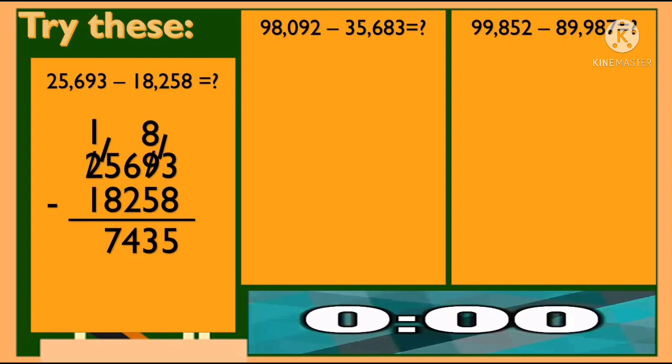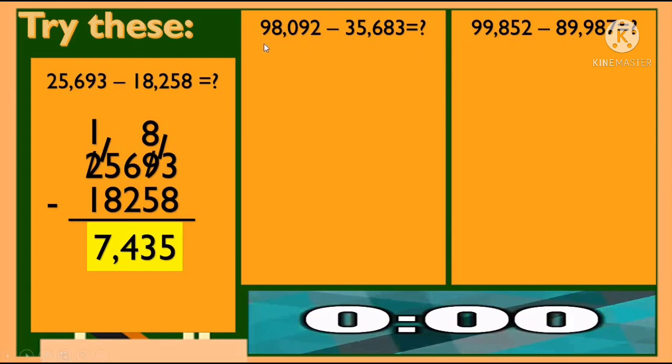Okay, so what is now our final answer? Can you read our final answer here? Our final answer is 7,435. Okay, again, 7,435. This is what we call our difference. Okay, that is the difference. Now, let's move on to the second one.